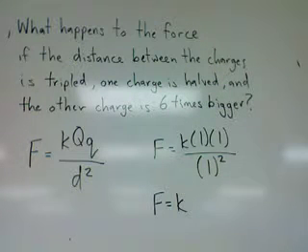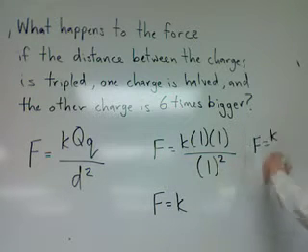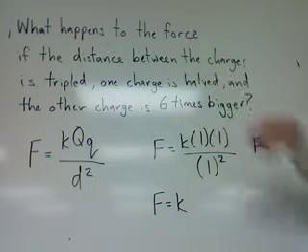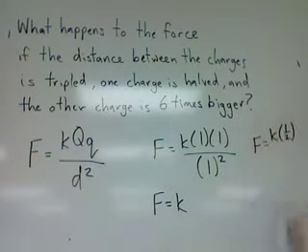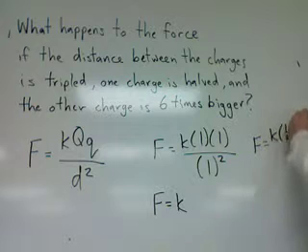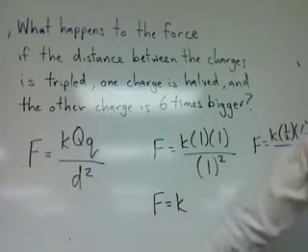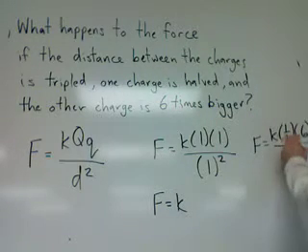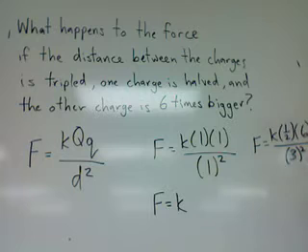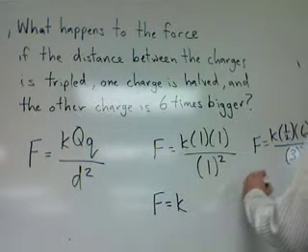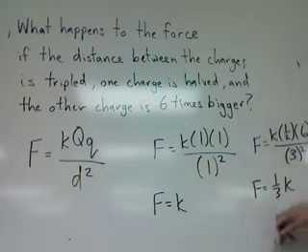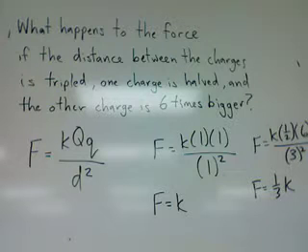And then afterwards, instead of 1, 1, and 1, one of the charges is halved, so that's going to be a half. The other charge is 6 times bigger, so that's going to be 6. And then the distance is tripled, so that's 3 squared. If you do the math here, you get 3 over 9, so you get that the force is going to be 1/3 k. So you can see doing it this way as well, the force is going to be 1/3 as big as it was.